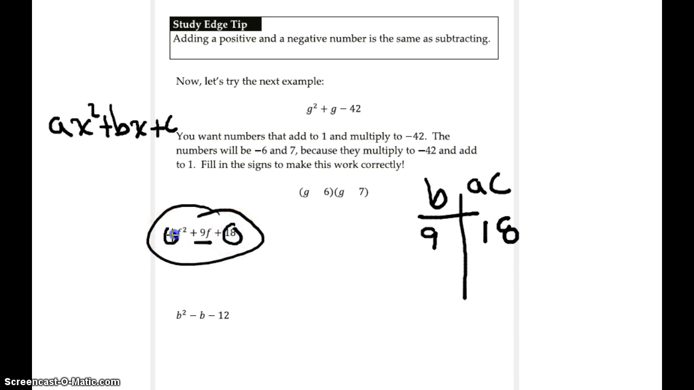18 times 1. And I just want you to remember there is an a value there, because when things get more complicated, you're going to have to remember to multiply. So I'm adding to a positive 9, and I'm multiplying. So 1 times 18, 2 times 9, 3 times 6, 3 plus 6 does equal 9.